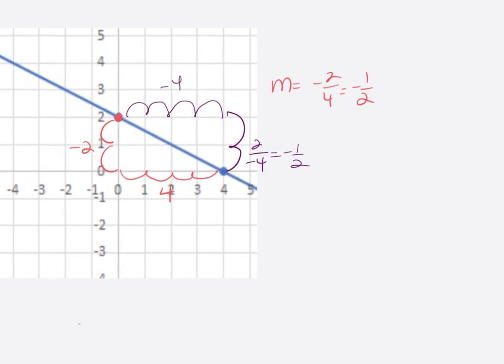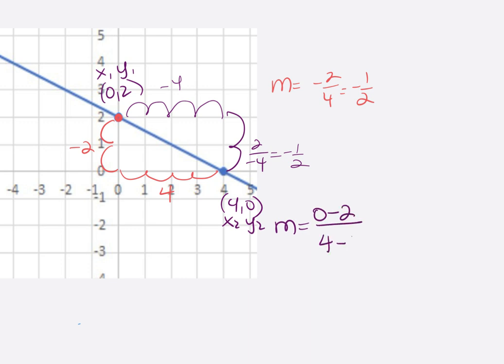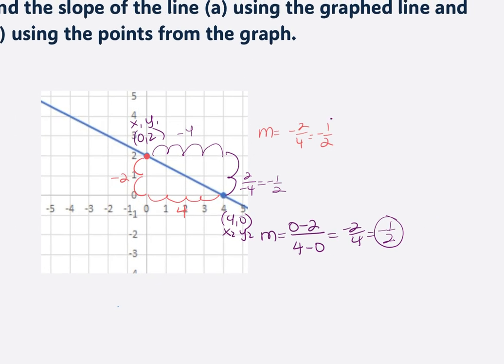Then if I was given the coordinate points, so this one's 0, 2, and this one's 4, 0, and I wanted to find the slope given the points, I can make this x1, y1, and this x2, y2, and I get y2 minus y1 over x2 minus x1, negative 2/4, which is still negative 1/2. So no matter if you count it or you use the slope formula, you should still end up with that same slope. Again, we'll call this eventually rate of change. Questions so far?